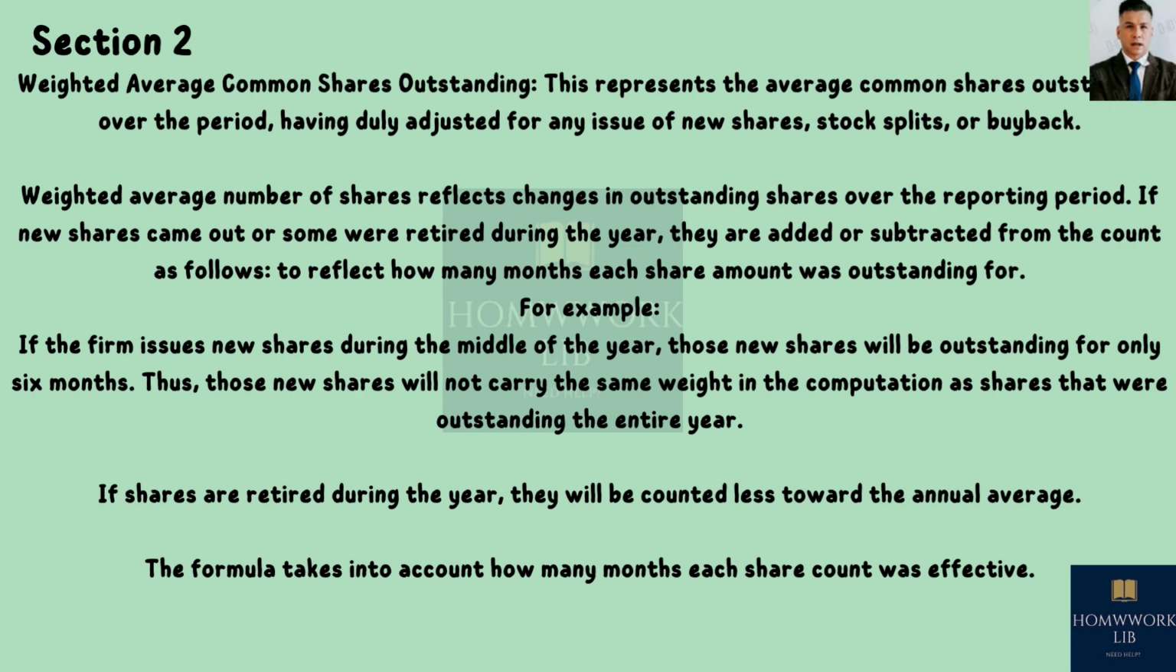For example, if the firm issues new shares during the middle of the year, those new shares will be outstanding for only 6 months. Thus, those new shares will not carry the same weight in the computation as shares that were outstanding the entire year. If shares are retired during the year, they will be counted less toward the annual average. The formula takes into account how many months each share count was effective.